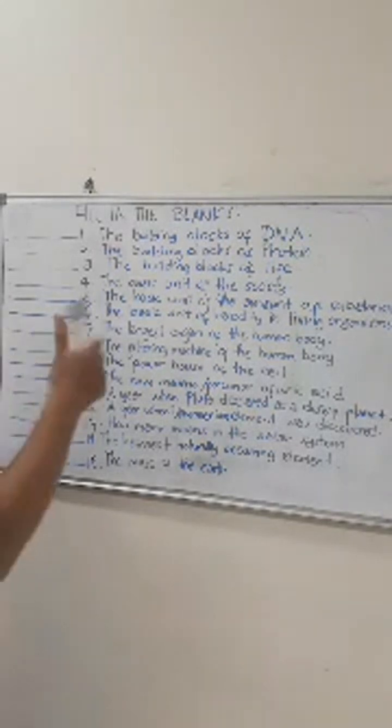Okay, number one, the building blocks of DNA is 1, 2, 3, 4, 5, 6, 7, 8, 9, 10. Ta-da-dan! The answer is... Wow, I love it! Right? Hello, I love it. The answer for this is nucleotide. The building blocks of DNA is nucleotide.